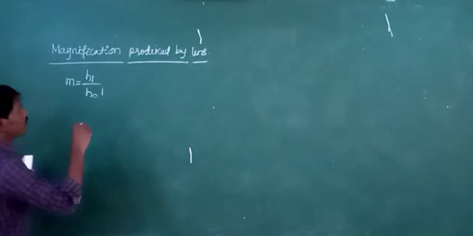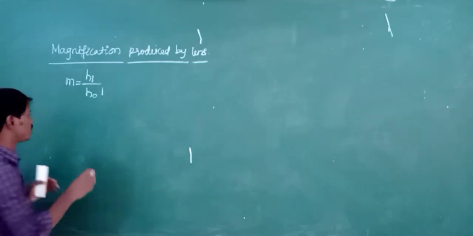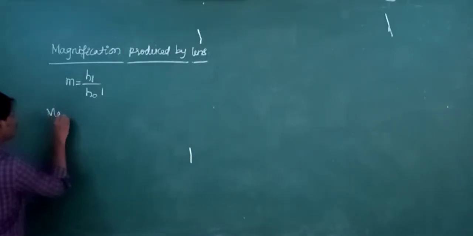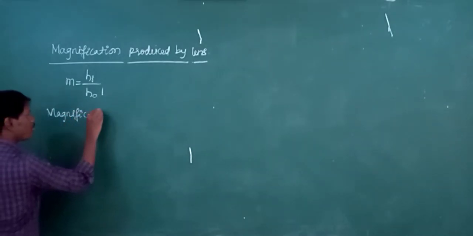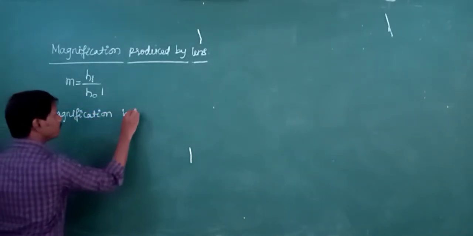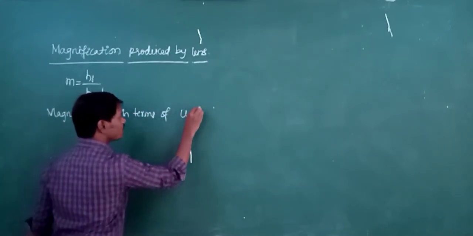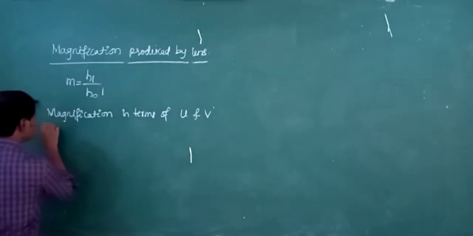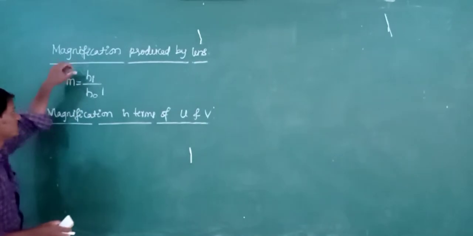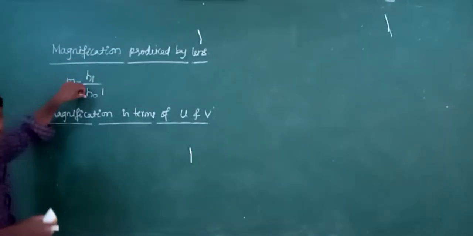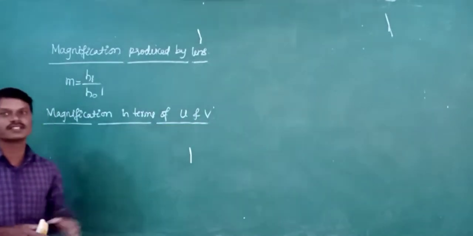So we are going to write the magnification in terms of object distance and also image distance. Magnification in terms of height of the image and height of the object is given here. Then what about magnification in terms of object distance and image distance?